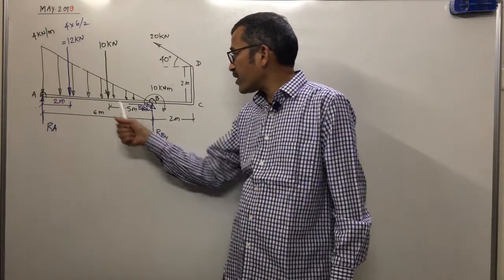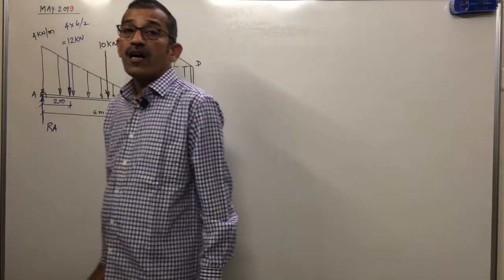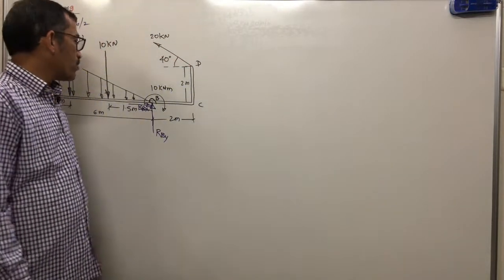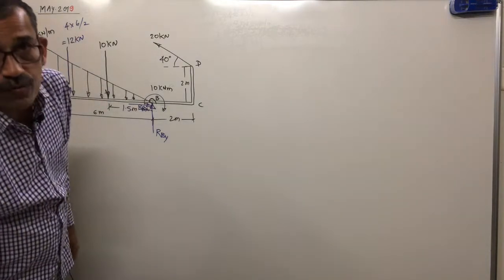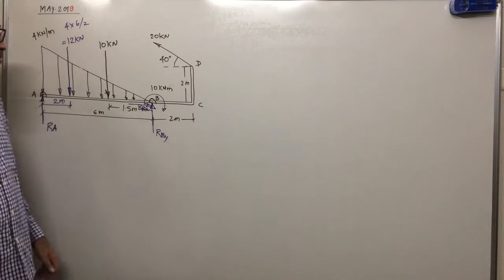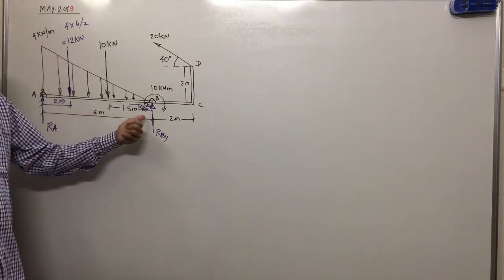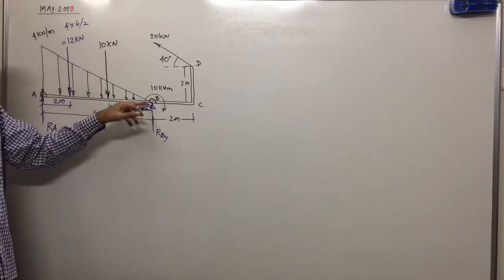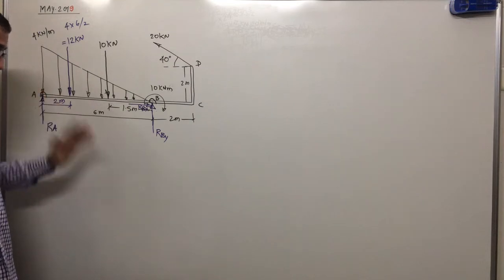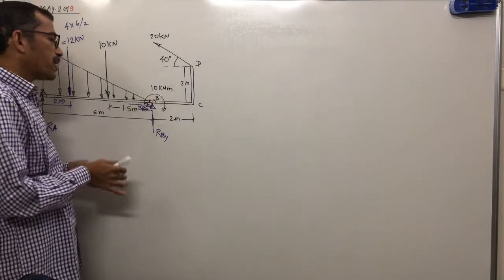So if you take moment at A, you will get only one unknown in the equation, that is RBY. You can take moment at A, you will get RBY, then summation of Fy equal to 0 gives RBY, and then summation of Fx equal to 0 gives RBX. So it's not compulsory to take moment at B, you can take moment at A also. Now you can take moment at A or B.